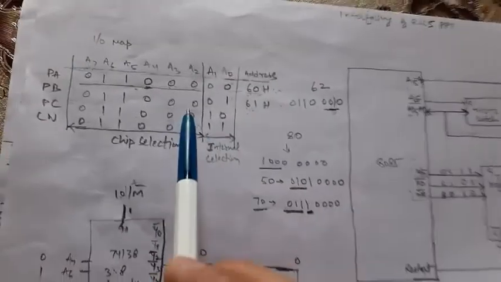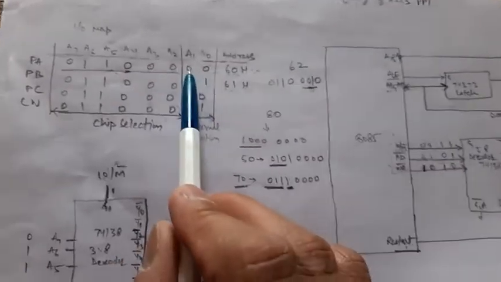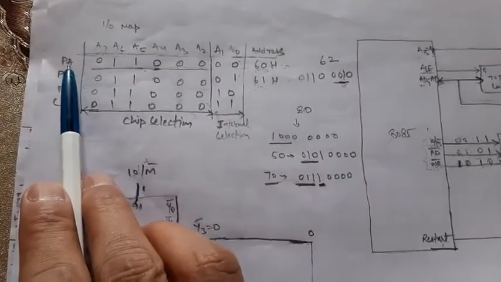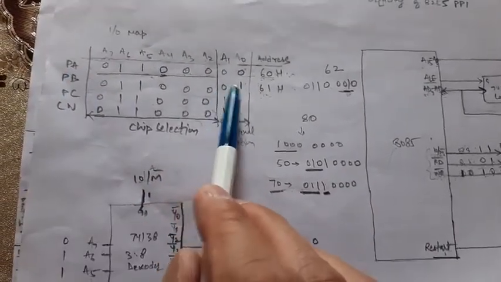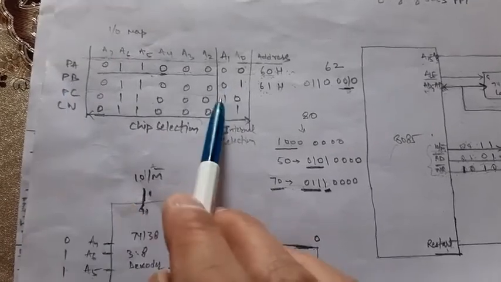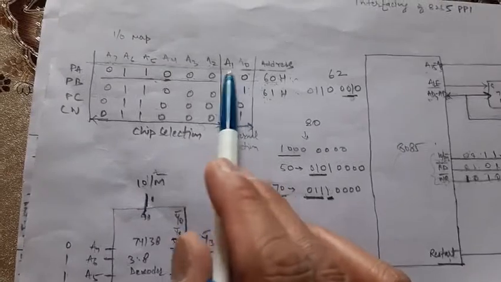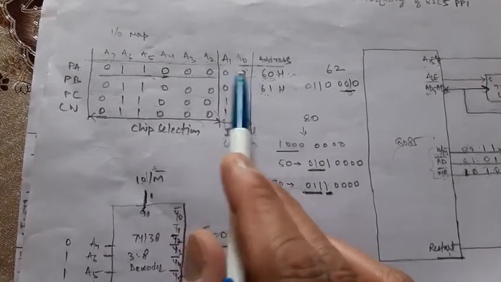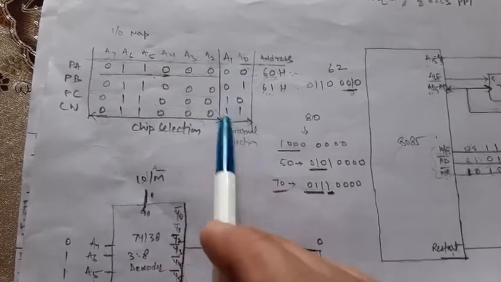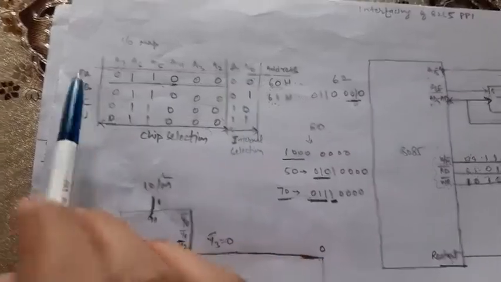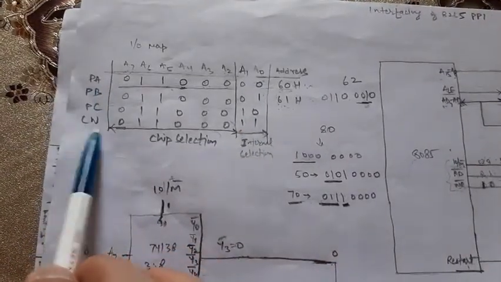When these lines are 0 0, port A will be selected, meaning its address is given there. When these lines are 0 1, it is port B's address, when 1 0, port C's address, and when 1 1, the command word's address. Two lines give 4 options, and that's why we have used 2 lines for internal selection, because we have port A, port B, port C, and the command word.